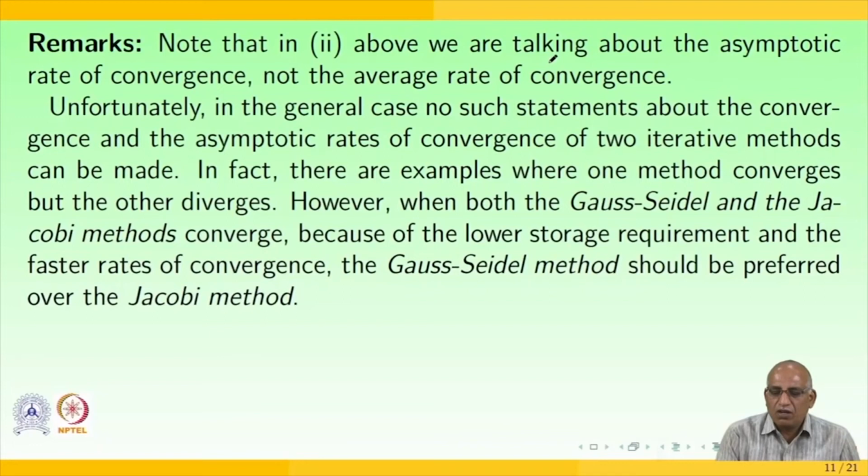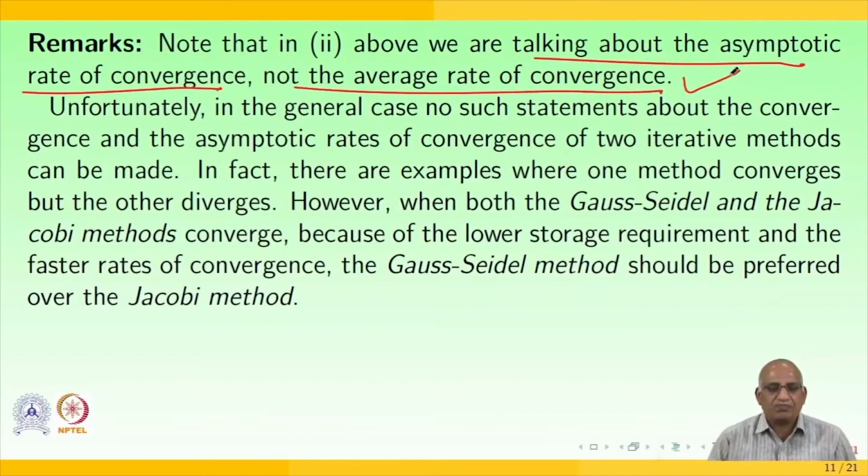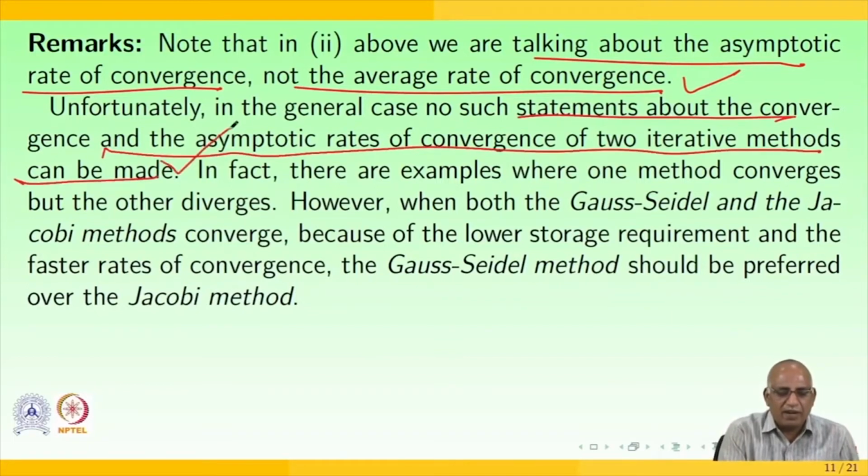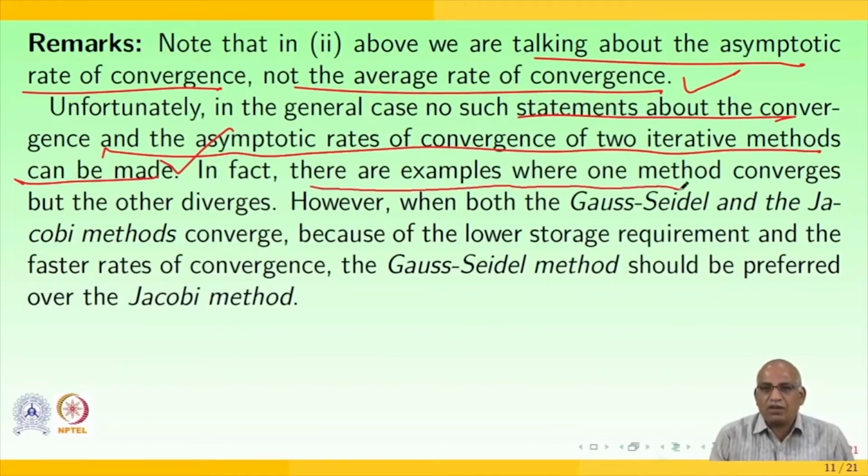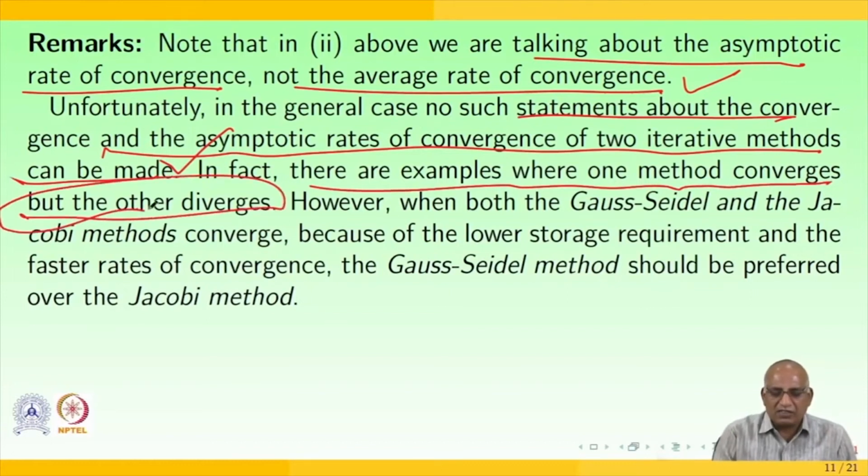Note that we are talking about the asymptotic rate of convergence, not the average rate of convergence. Unfortunately, in the general case, no such statements about the convergence and the asymptotic rate of convergence of two iterative methods can be made. In fact, there are examples where one method converges but the other diverges.